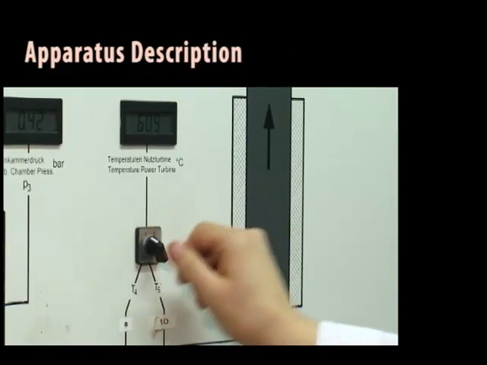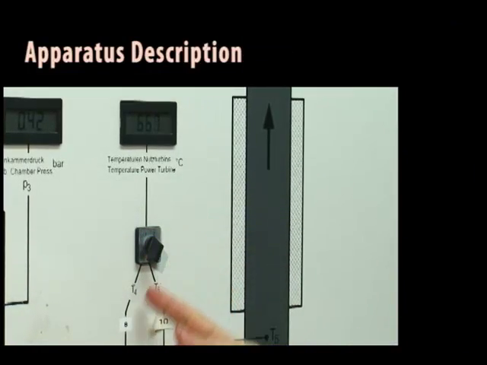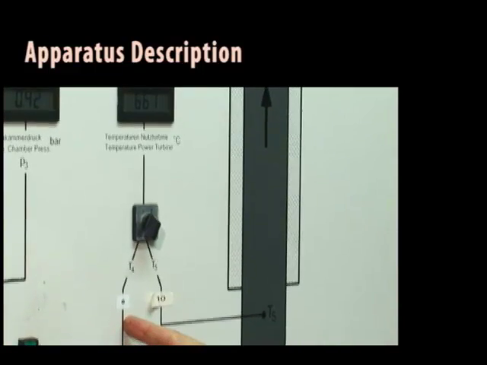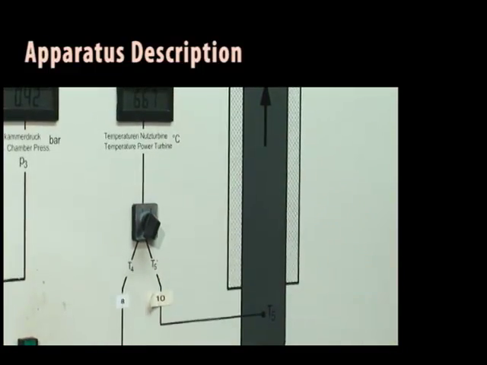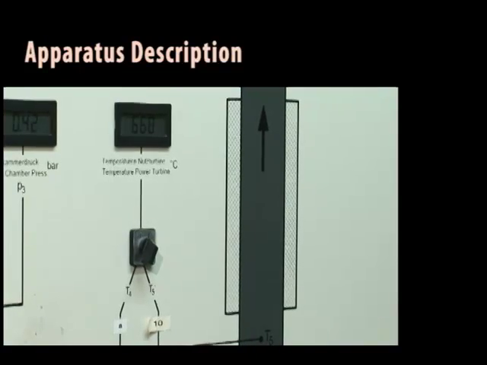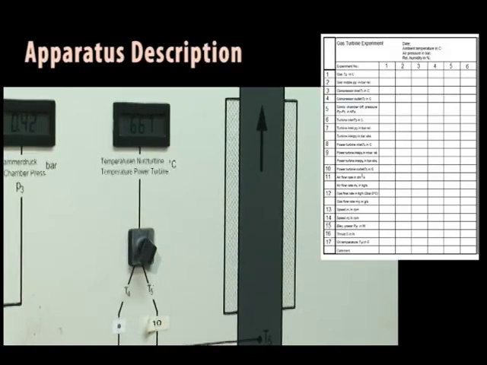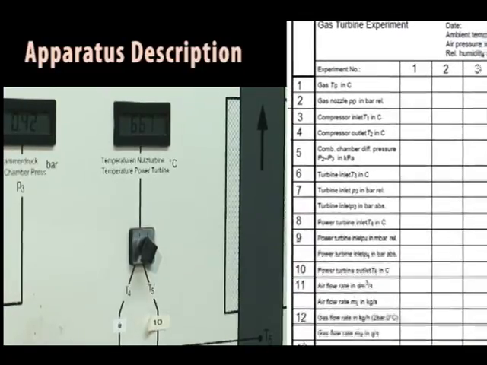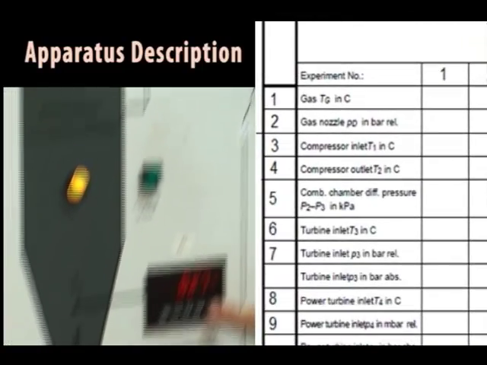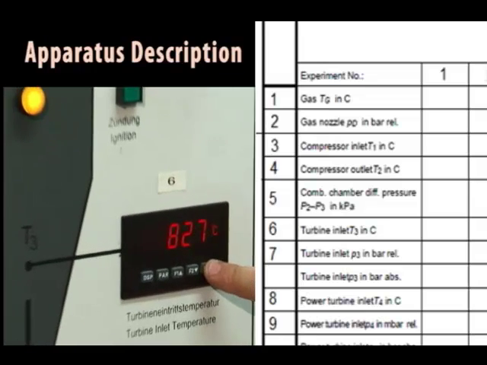All system components are arranged in a steel frame. The frame is closed towards the front by the front panel. The front panel controls and displays are numbered to ease the data collection. These numbers correspond to the numbers on the worksheet.